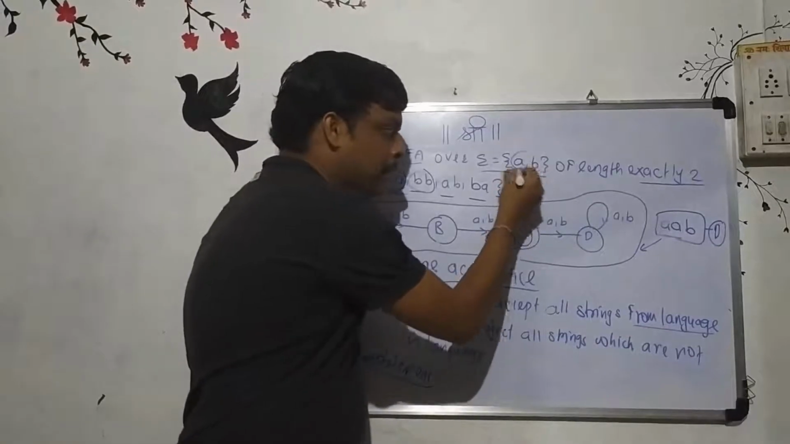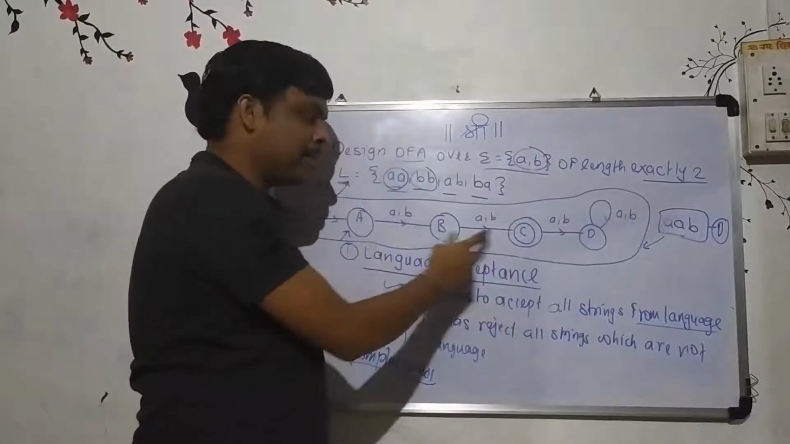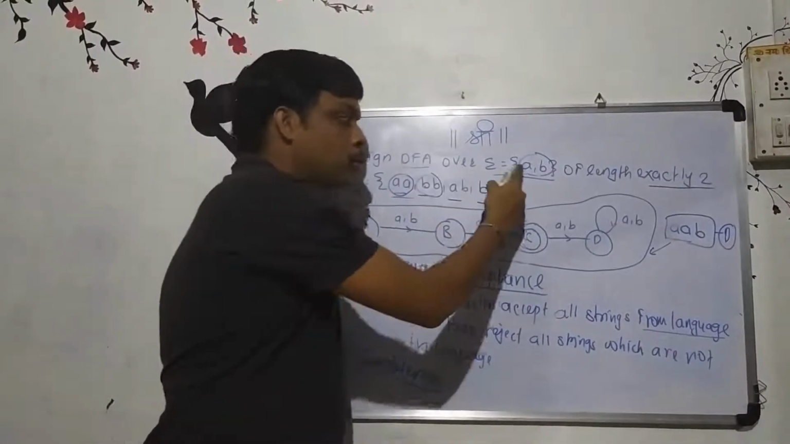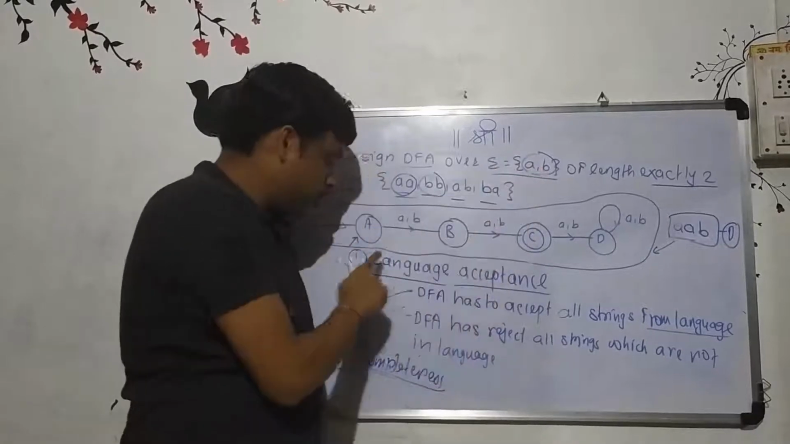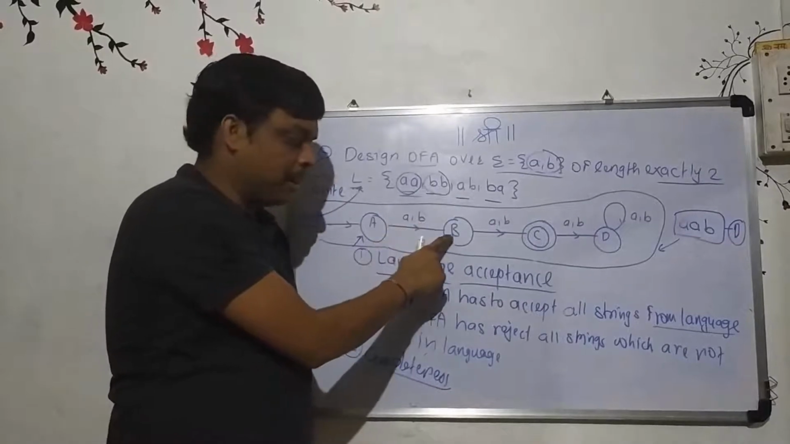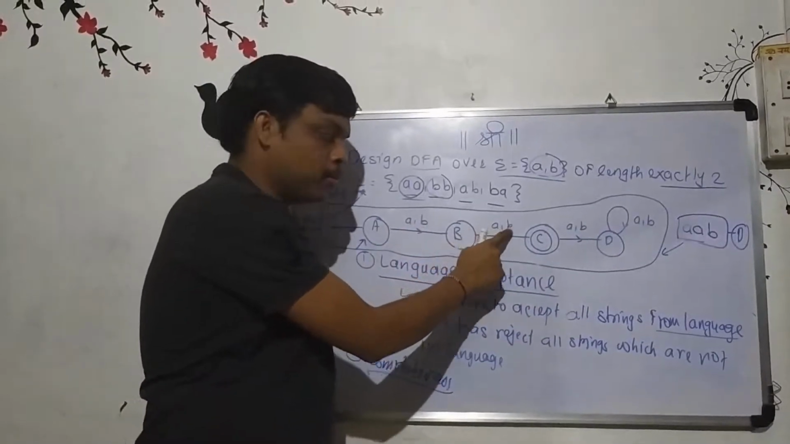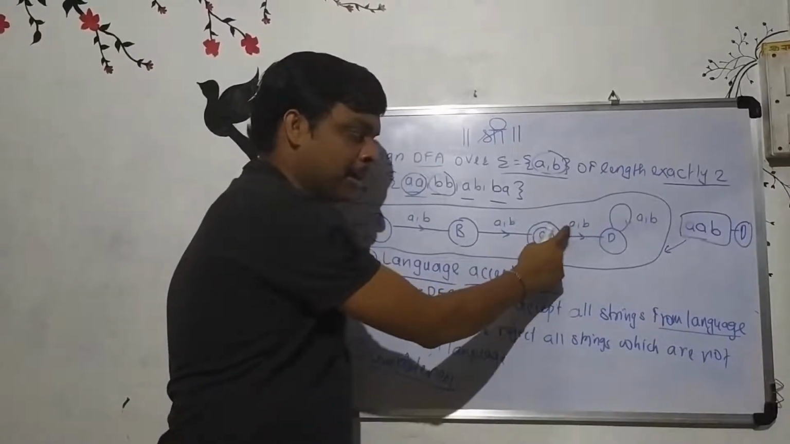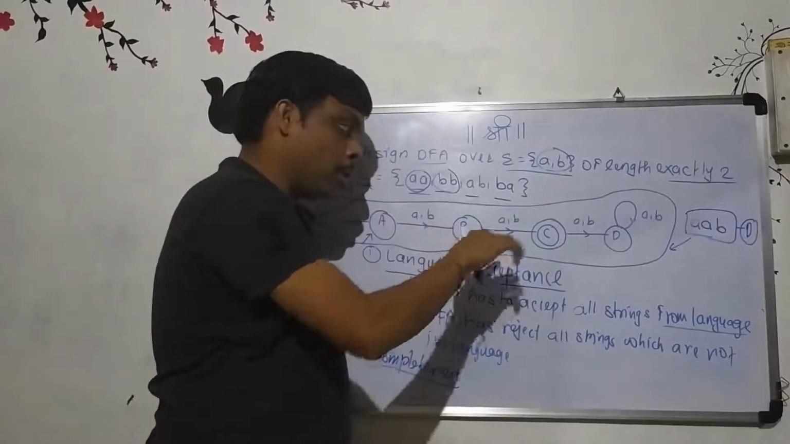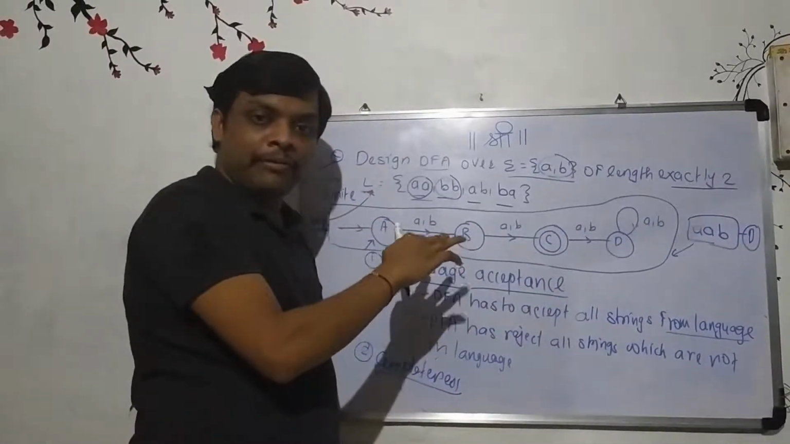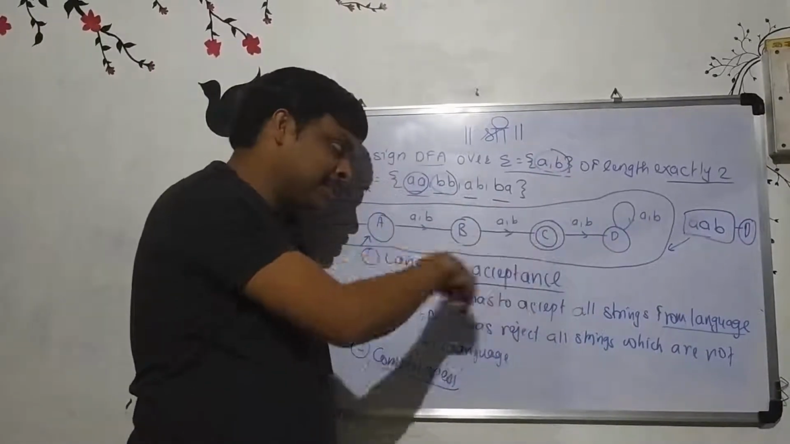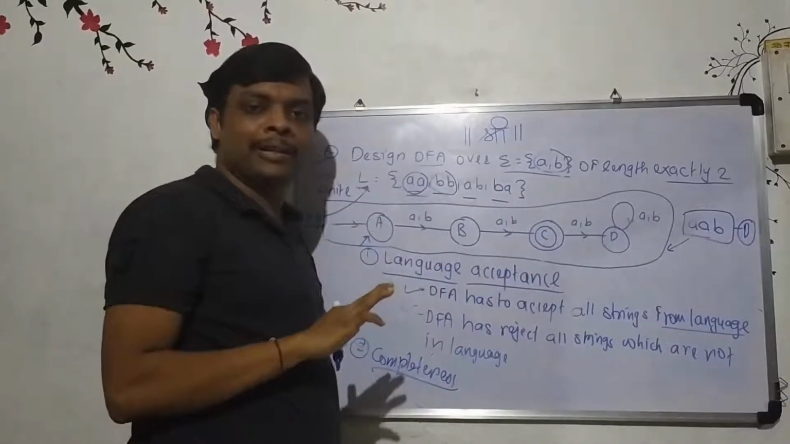How many input alphabet given? A comma B. So how many states are there? 4 states. From every state there must be a path for small a as well as for small b. Okay, so see, from capital A there is a path for small a as well as for small b. For capital B there is a path for small a and small b. For capital C, again we have given path for A and B. For D, here by giving loop we have given path for A and B. So from all states here we have given path for all possible inputs. Okay, so that's why all these states are called complete states.